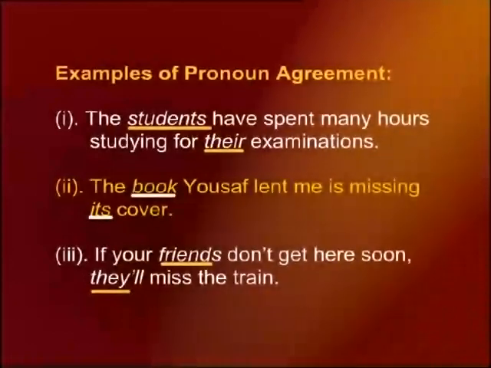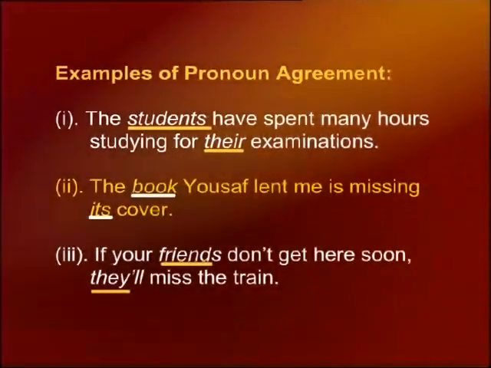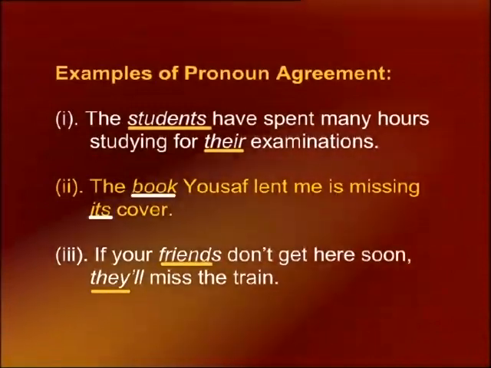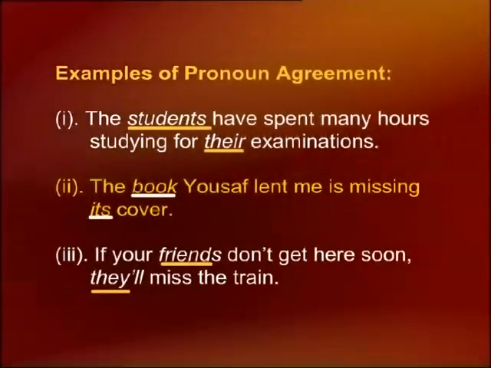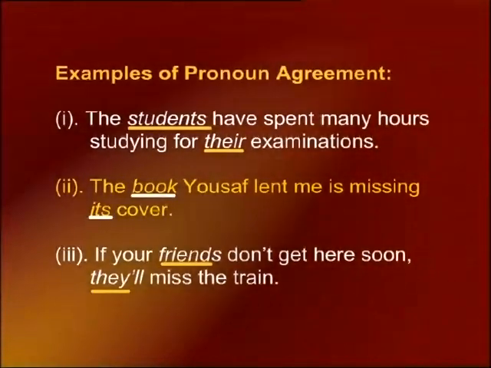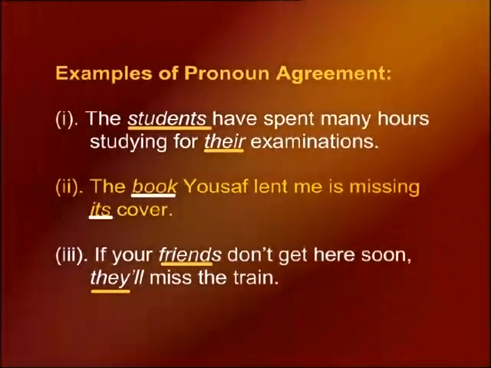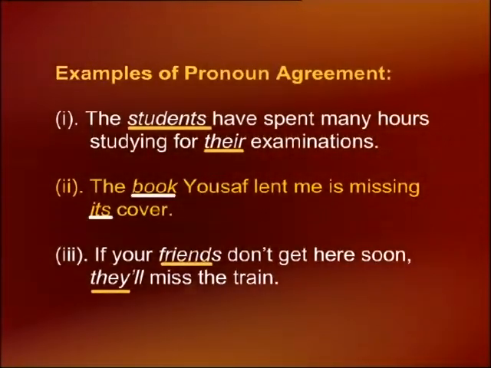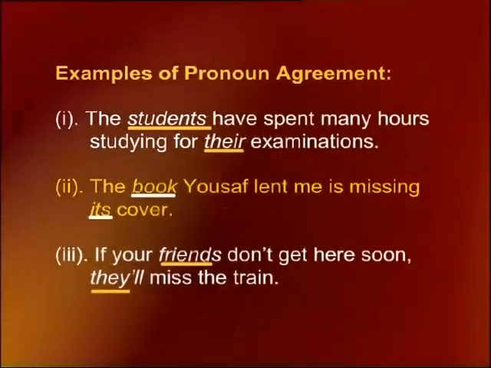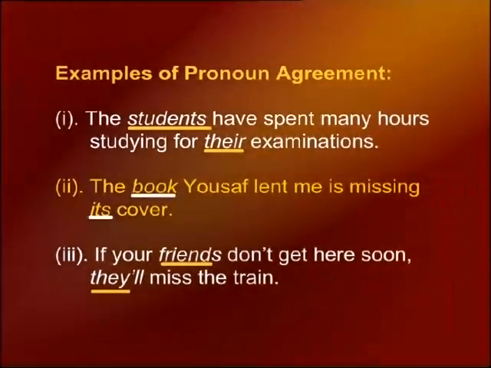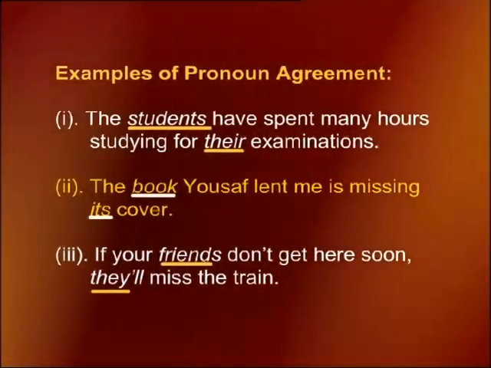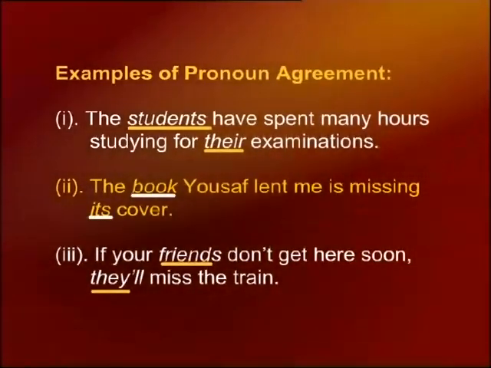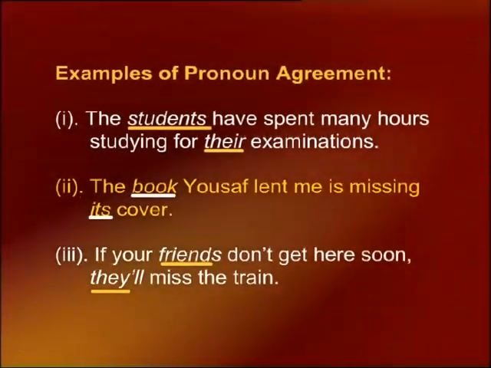Now look at this example. The students have spent many hours studying for their examination. Over there, the antecedent of the word their is students. Now I hope the meaning of the word antecedent is clear. Something that comes before. What is it that comes before their examination? It is students. So the antecedent of their is students.